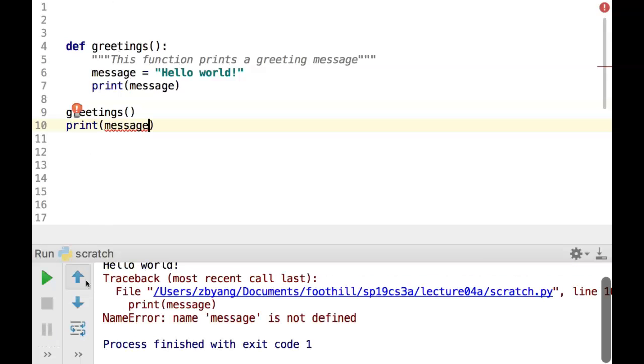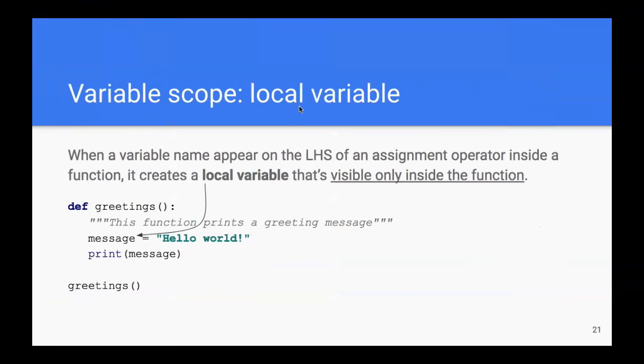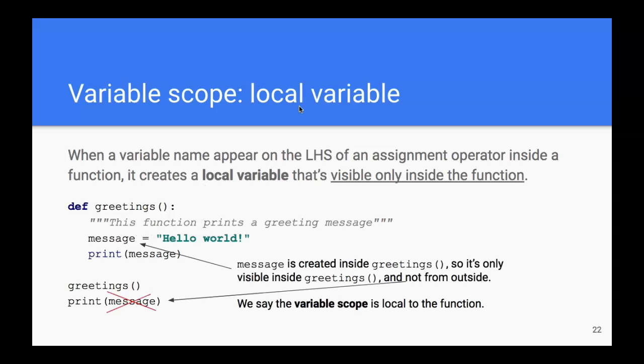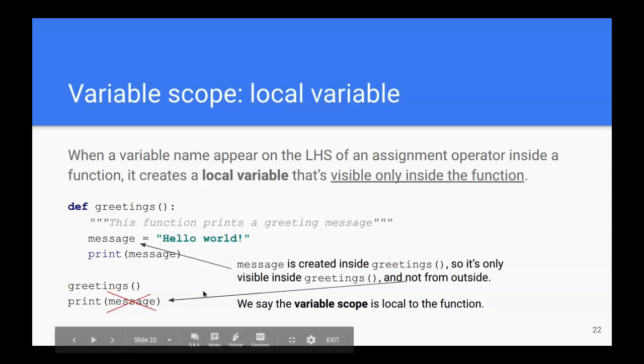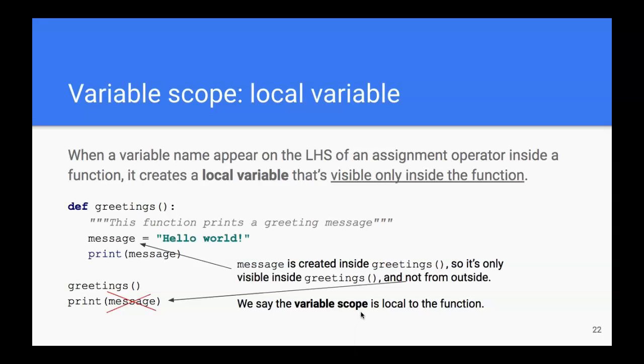When you run it, it's again, what in the world is message? So this is important to remember. When a variable name appears on the left-hand side of an assignment operator inside a function, it creates a local variable, and that local variable is only visible inside the function. So when you want to use it outside the function, it doesn't see it. Another way to see it, you're going to see this thing called variable scope quite a bit. The scope of this variable message is local, it's inside the function.